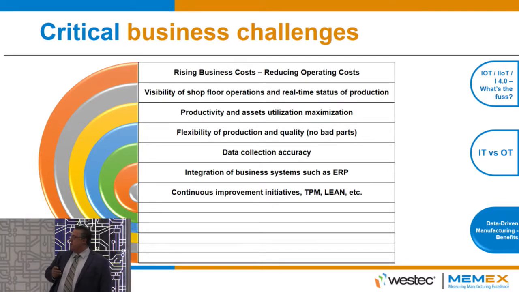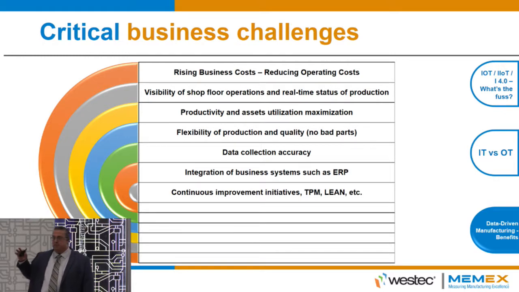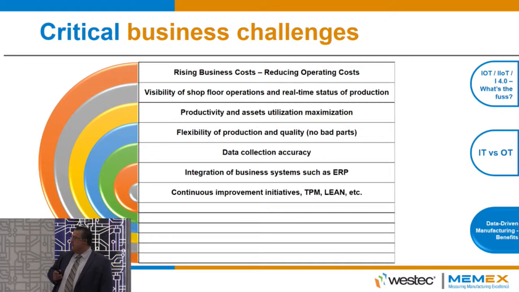What are the critical business challenges? Well, everybody wants to reduce their costs. Rising business costs: labor goes up, equipment goes up, material goes up, but your customer doesn't want to pay for it. So productivity and asset utilization maximization, and obviously the accuracy of the data is extremely important, because if we have bad data, we make bad decisions.